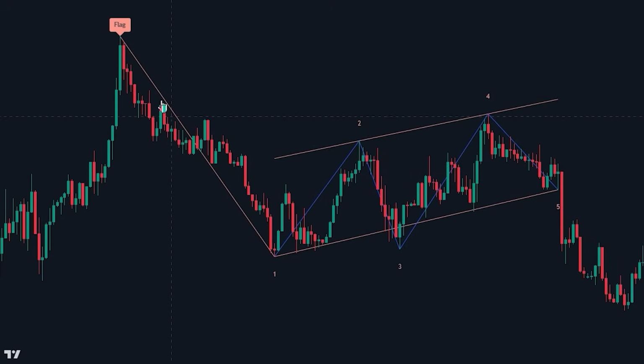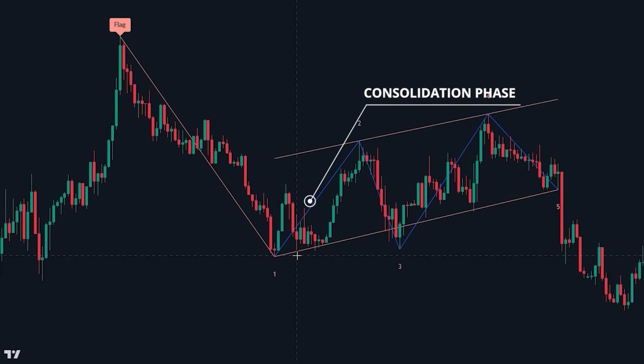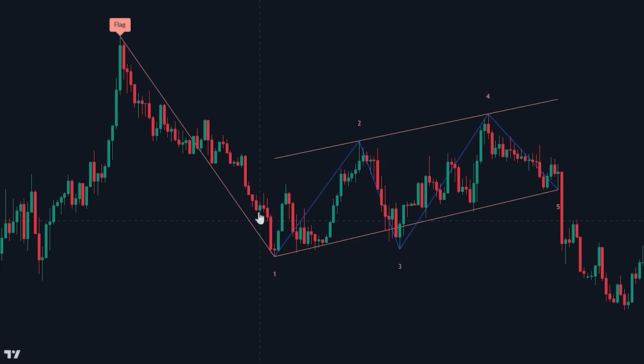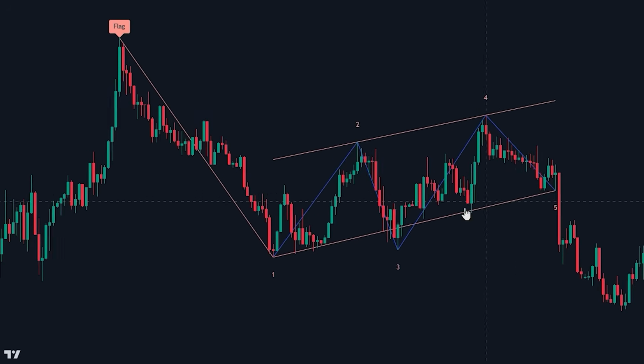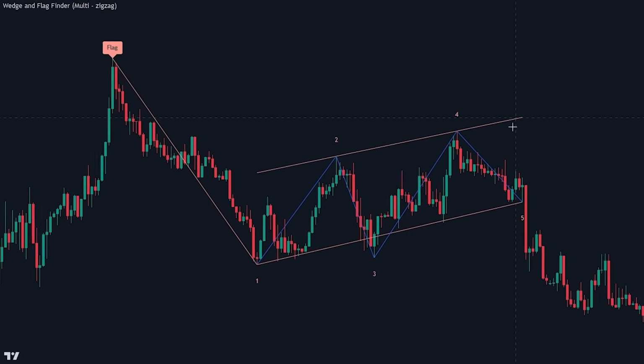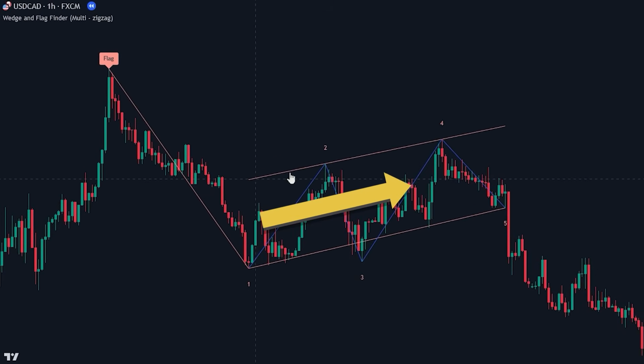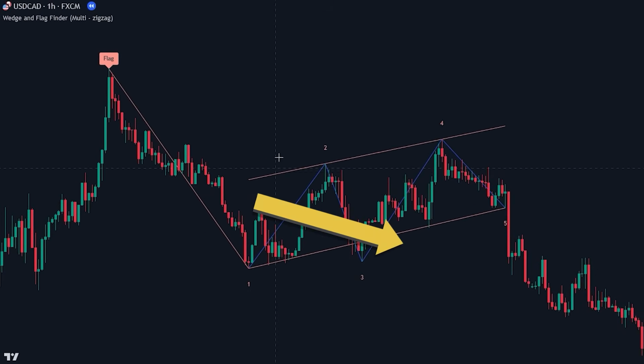A flag pattern is a pause or consolidation phase that happens after a fast price move. It looks like a rectangle and can slope slightly in the opposite direction of the main trend. If the flag slopes upward, it's called a bearish flag, and if it slopes downward, it's called a bullish flag. Traders see flag patterns as signs that the previous trend might continue.